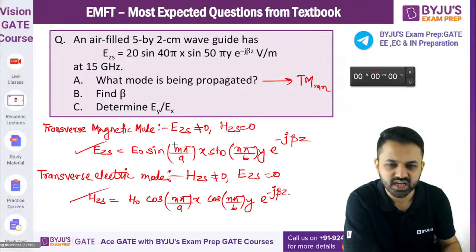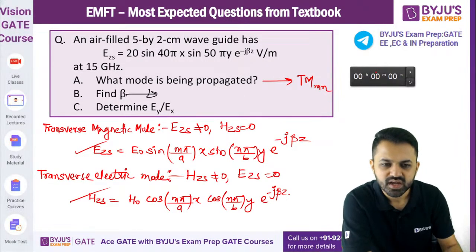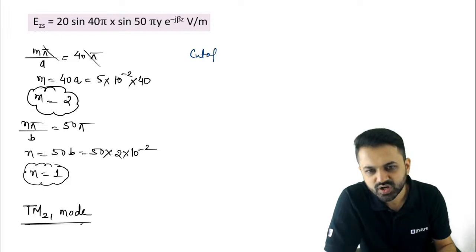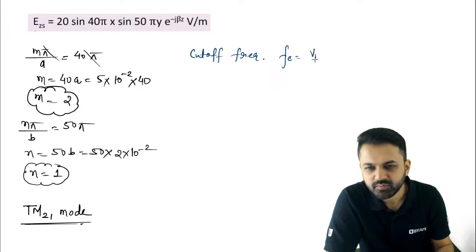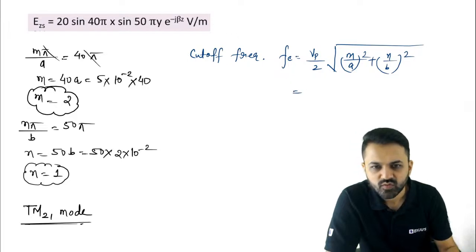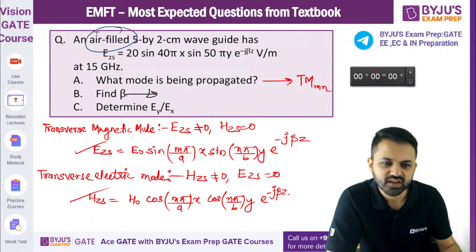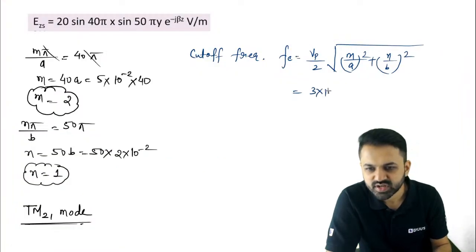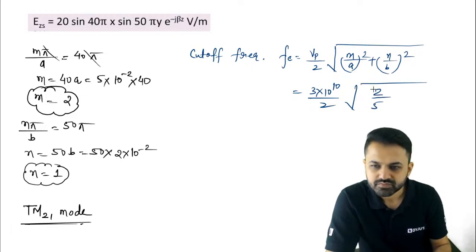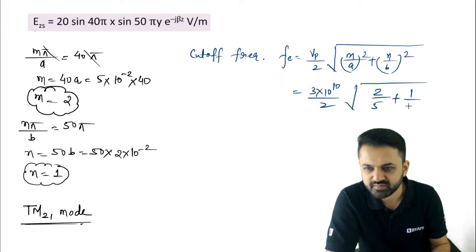Okay, so this is the answer of the first question. Now you want to calculate beta, but because you have got this mode, now you can calculate the cutoff frequency as well. Cutoff frequency is given by fc equal to Vp upon 2 root over (m upon a) whole square plus (n upon b) whole square. What is Vp? Because this is air filled, it is c. So this is 3 into 10 to the power 10 divided by 2, I am writing in centimeter. m is 2, a is 5, n is 1, and b is 2.